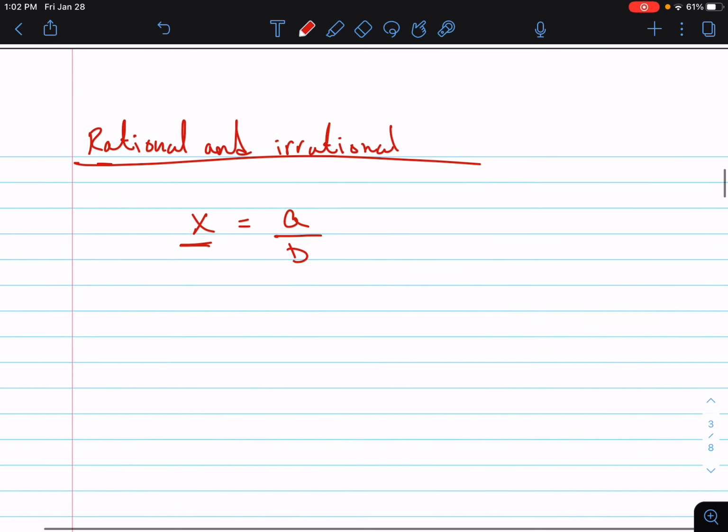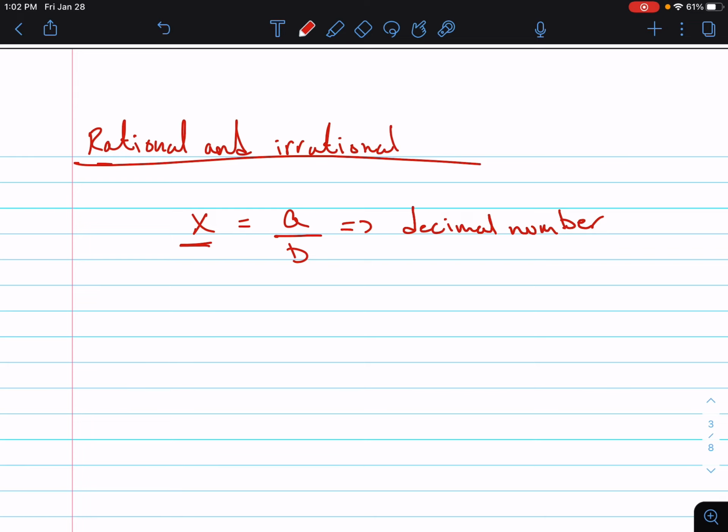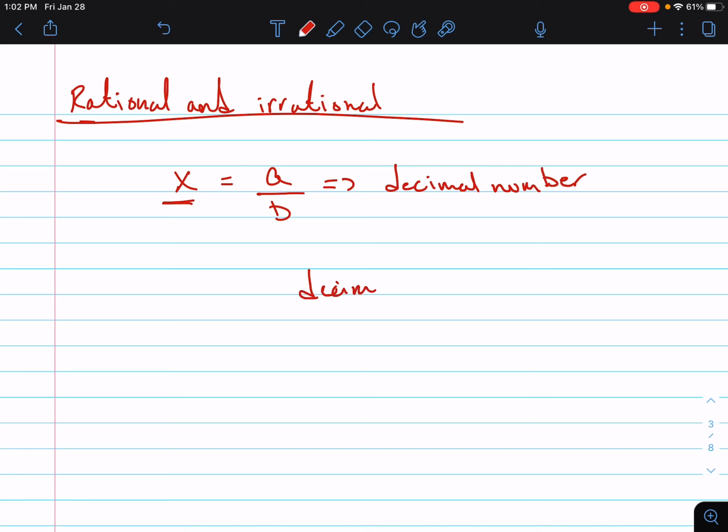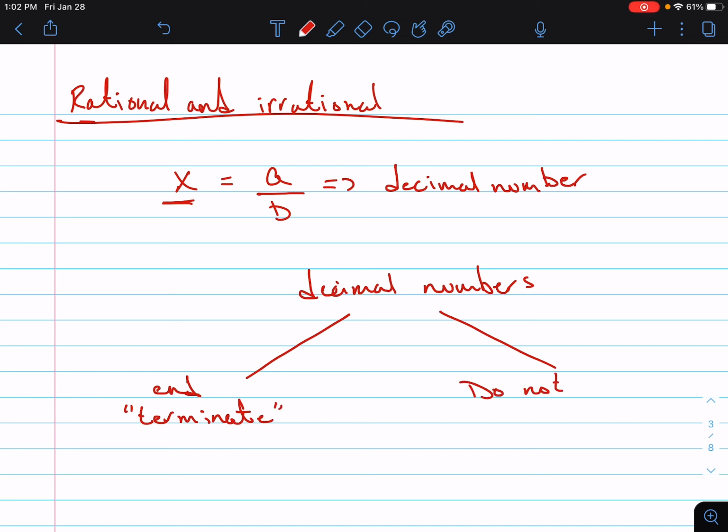And when we divide two numbers, we can express that as a decimal number. Decimal numbers have two different types. There's ones that end, or we say they terminate, and ones that do not end. They do not terminate.